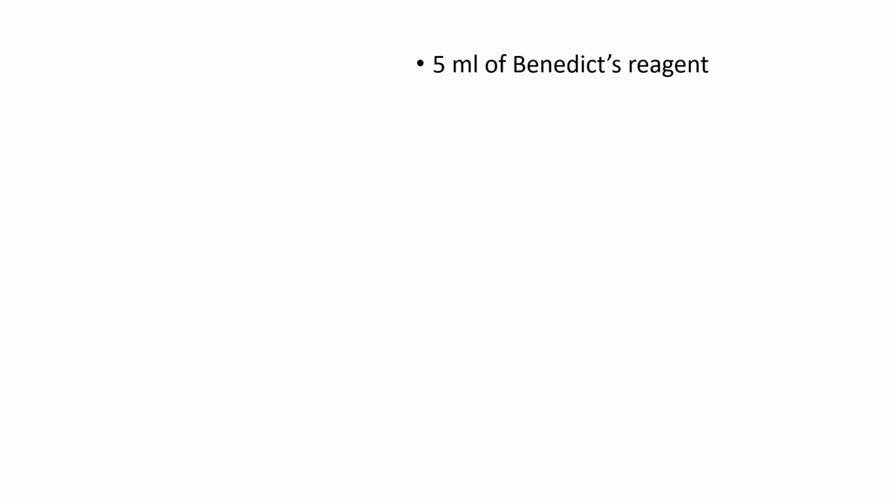So let's see how we can use Benedict's test. In Benedict's test, first we take 5 ml of Benedict's reagent. When I say 5 ml, you should remember that you should use a dropper, take 5 ml of Benedict's reagent, put it in the measuring cylinder, measure it, and then put it into the test tube. So do you know what Benedict's reagent contains?